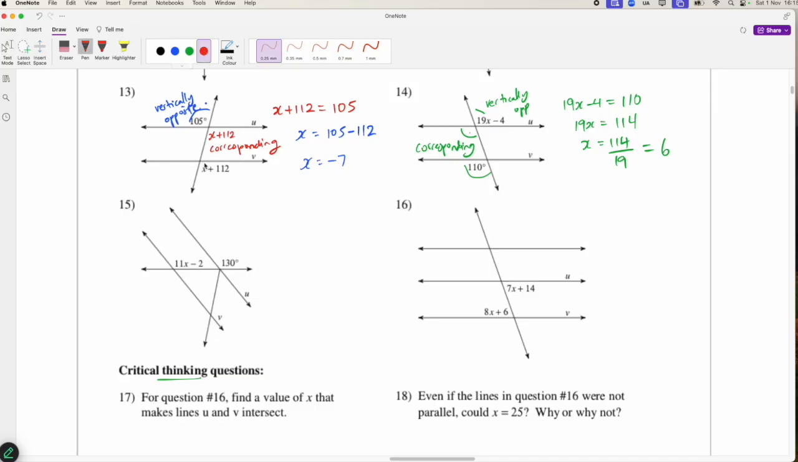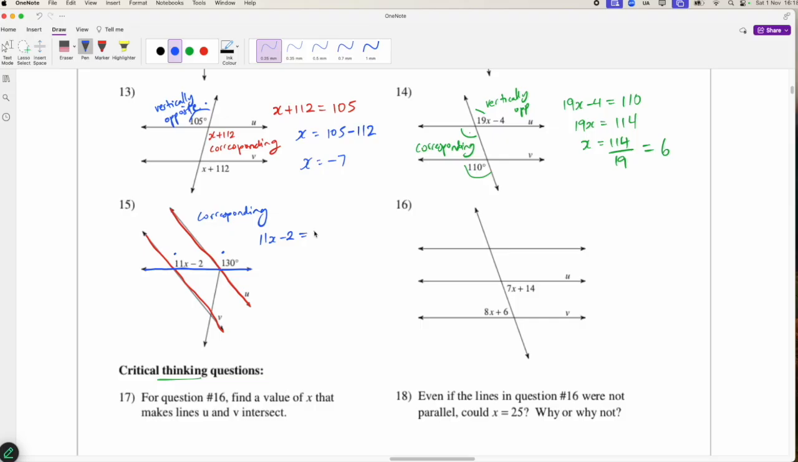If we notice here, yes, it's looking complicated, but these are the two parallel lines. This is the transversal. So notice that these two angles are in the same position pertaining to the parallel lines. So therefore they will be corresponding. If anybody can't see it, let me know. I'll show you.